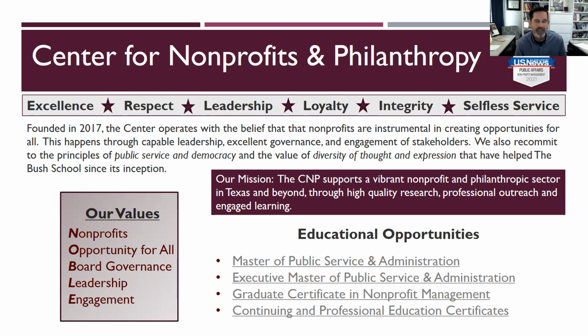Our values reflect some of the things that are important to us about nonprofit organizations, the importance of engaging people in what we do and our work in the nonprofit sector, and in particular, how we settle in on boards and governance is particularly important to us. As you see, we're continuing to expand our portfolio of materials: master's and graduate level credit-bearing work, and increasing the portfolio around continuing professional education.